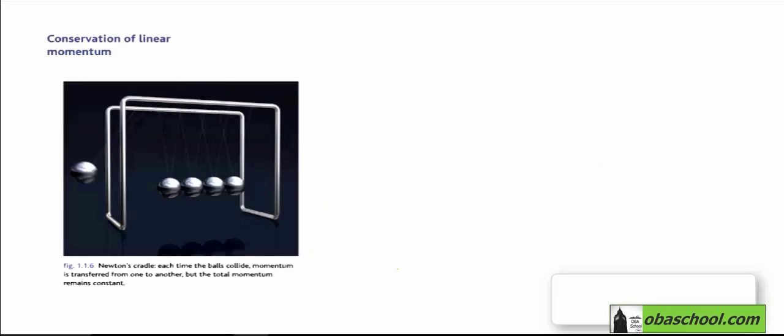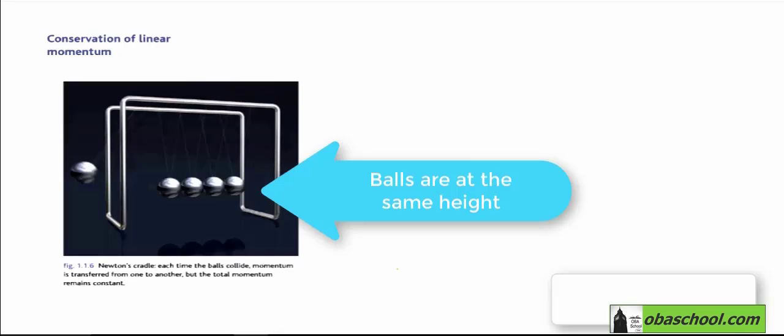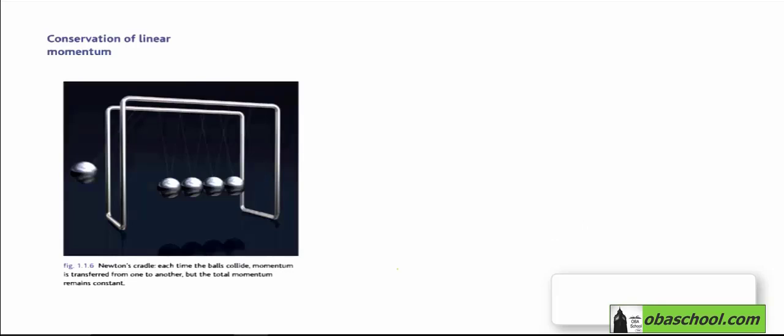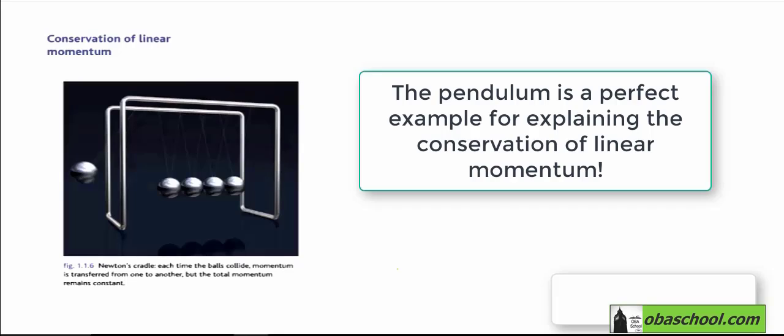The thing that can be done with the pendulum is that we can raise a ball on either side of the pendulum and let it bump into the other balls that are settling under the rod. And then we can watch and study the reaction. The pendulum is actually a perfect example for explaining the conservation of linear momentum.